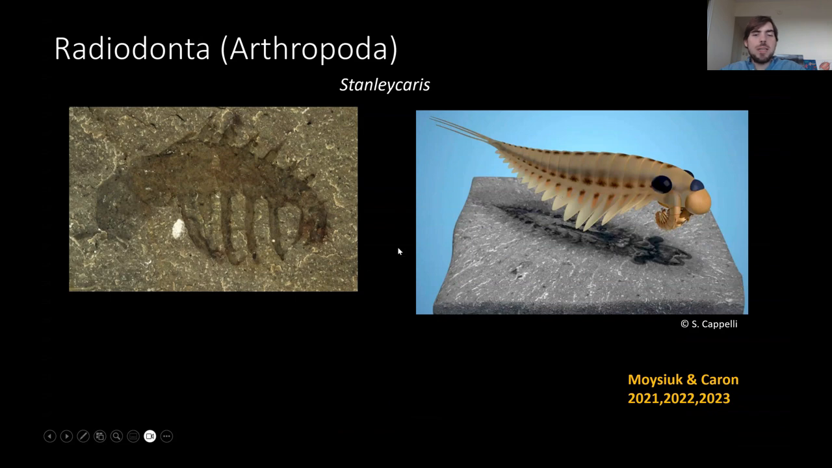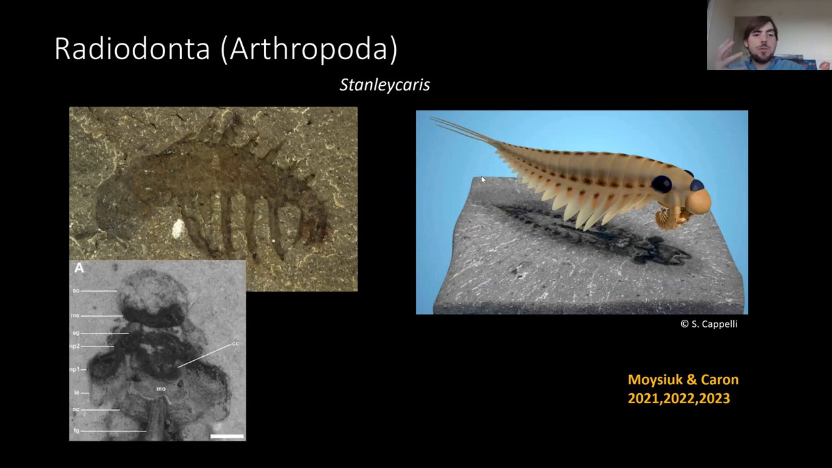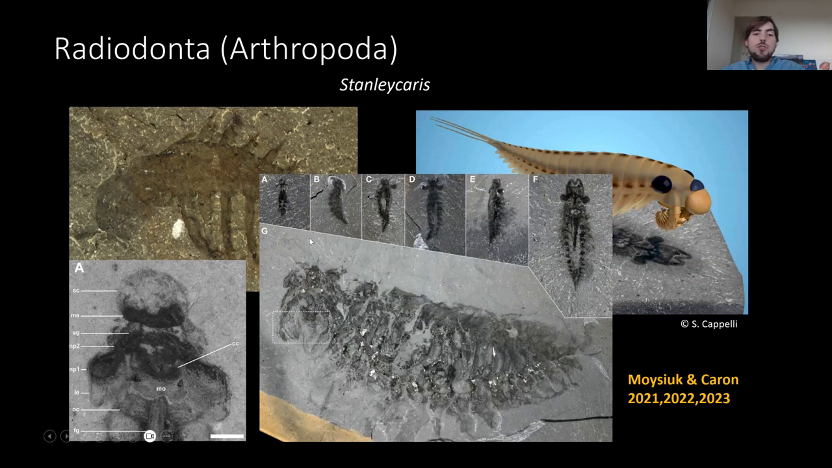Now we have Stanleycaris. So a series of works by Joe Moysiuk in the last years have made this probably the best known Radiodont of the Cambrian period. What we knew in 2010 was only this small appendage of Stanleycaris, and it was described as such. But now we have a full view of the body of Stanleycaris. Not only that, but we have also uncovered soft tissues inside the head, so brain tissues of this arthropod, and we can also reconstruct the growth series. So because we have specimens of different sizes, we can put them together.